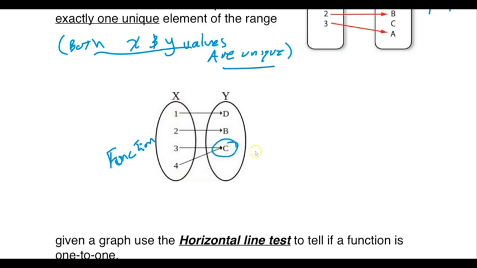But right here, that c is going to 3 and 4. It's not a one-to-one function because there's 2 c's here. There's 3 c and then there's 4 c. This one's not one-to-one. C's a little two-timer.